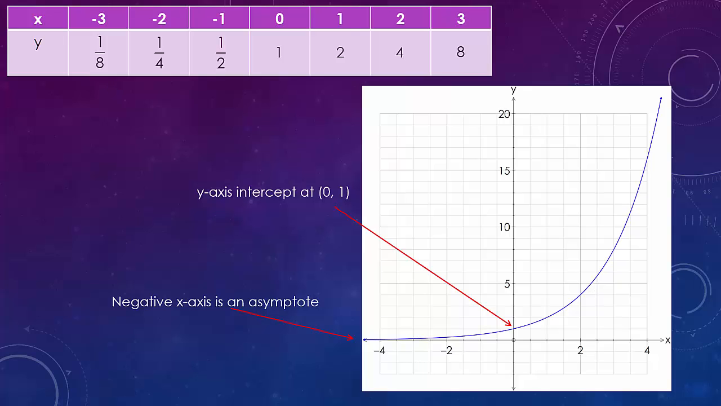Now, in the previous example on solving equations, we came up with 3 to the x was a negative number, and that's why that's not possible. This curve will never dip below the x-axis.